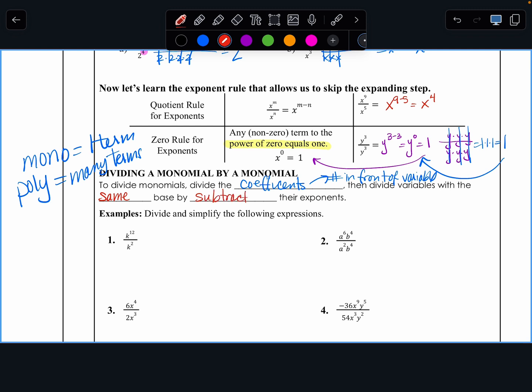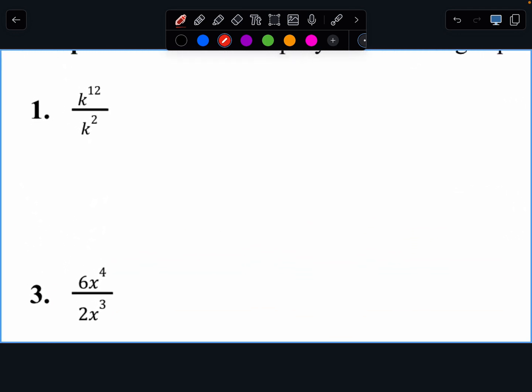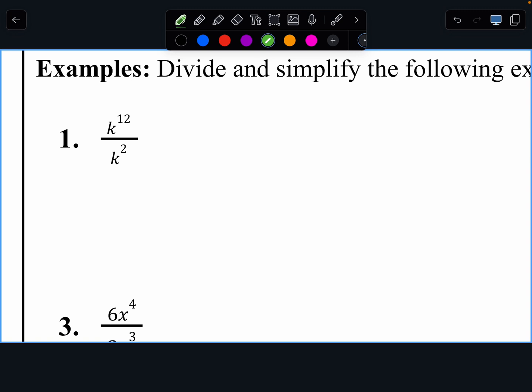So what that means is that I compare the k's. For number 2, I look at the a's and I look at the b's separately. So all we do is subtract the exponents. So k^12 over k^2 becomes k^(12-2), which is k^10. That's it. All you're remembering is that you subtract the exponents to get k^10.